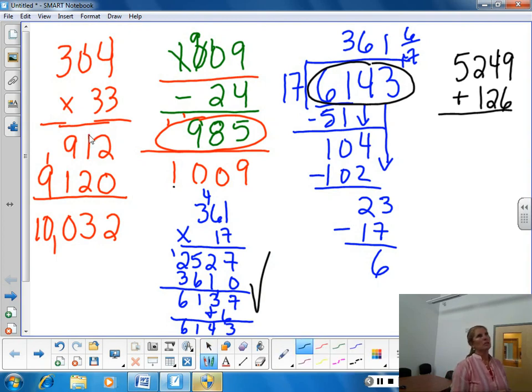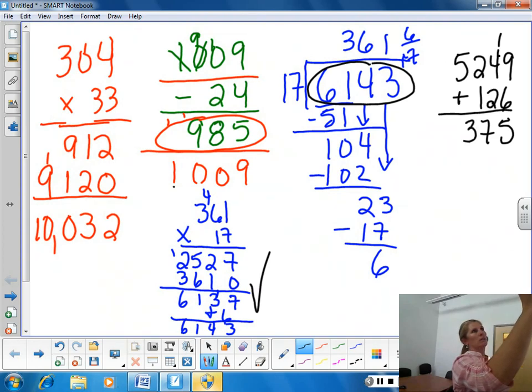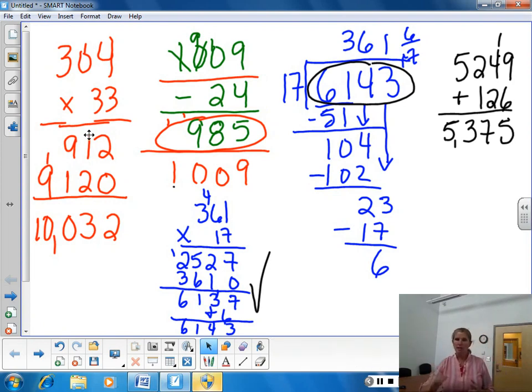Adding up over here, 9 and 6 is 15. 4 plus 2 is 6 and 1 is 7. And when I add, I get 5,375. So you can always do a problem twice to make sure you get the same answer both times. Sometimes you make a mistake the first time, and the second time you can check it that way.